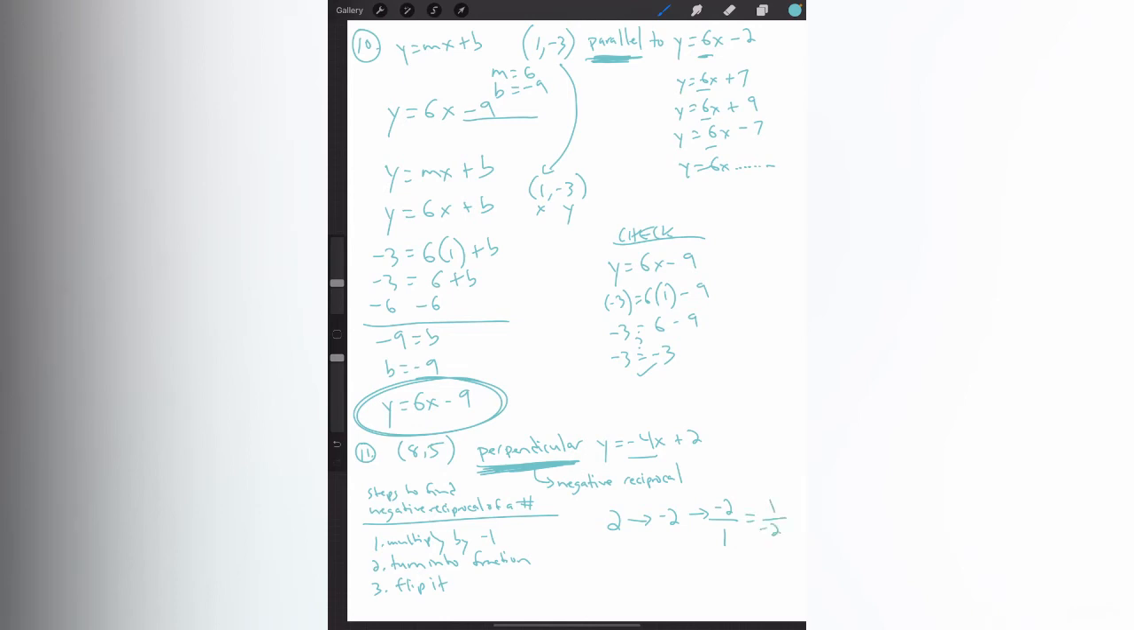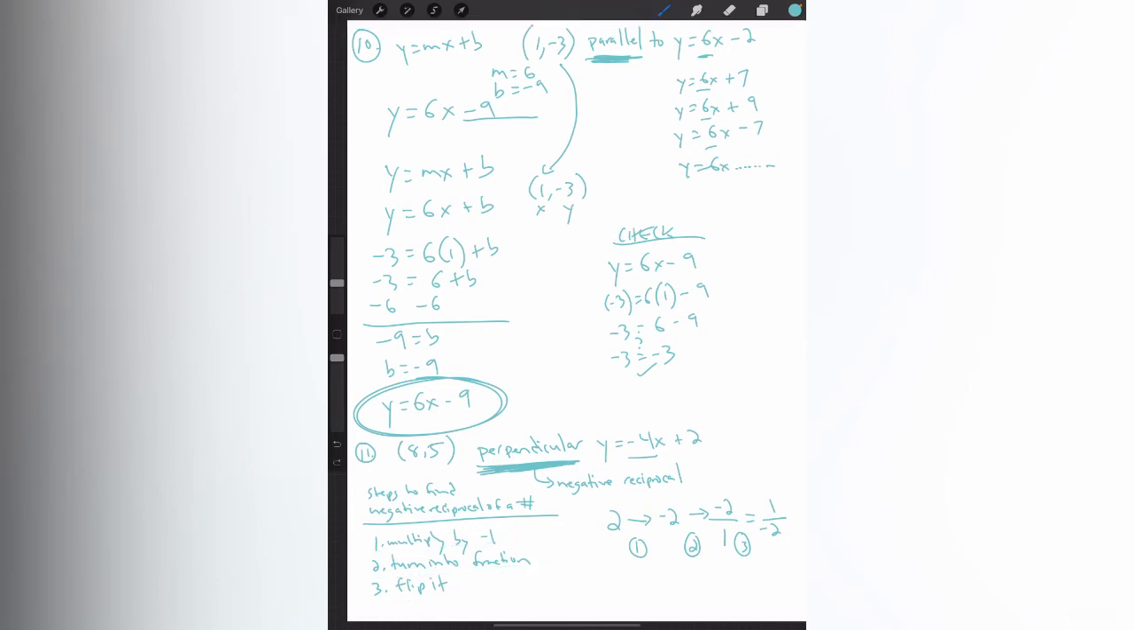Okay, so this was step 1. This was step 2. And I should have just drawn an arrow there, but I put an equal sign. That's step 3. So multiply by negative 1, turn into a fraction, and then flip it.